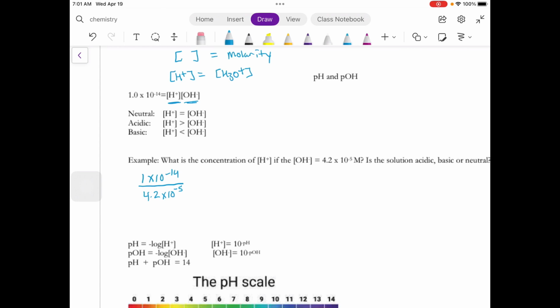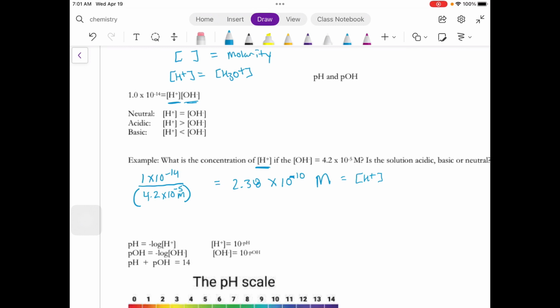Now remember, when you put it in your calculator, you need to put this in parentheses, otherwise you're not going to get the right exponent. So you take the 1 times 10 to the negative 14th divided by 4.2 times 10 to the negative 5th, put it in parentheses, and I get 2.38 times 10 to the negative 10th. Because I calculated a concentration, the unit should be molar. Technically, the 1 times 10 to the negative 14th doesn't have a unit.